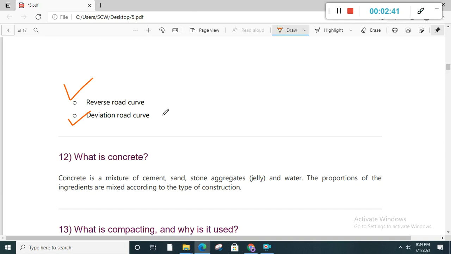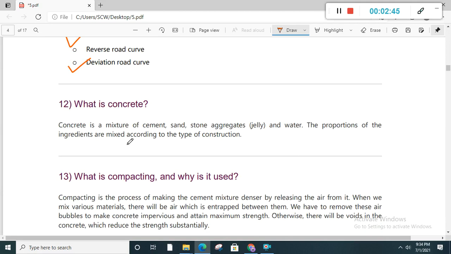Okay, so next is: what is concrete? It's a very easy question. Concrete is made of cement, sand, stone, and water. That means if we mix cement, sand, and aggregate in some proportion, then the structure or the formation is known as concrete, right?